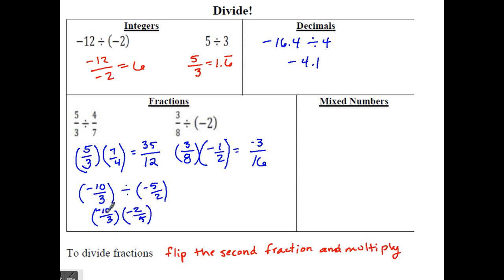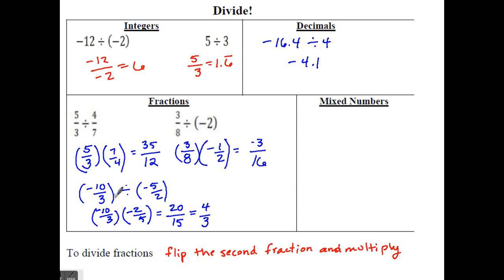Now we multiply across. 10 times 2 is a 20. 3 times 5 is going to be 15. Now we know that a negative times a negative is a positive, or if both of these fractions have the same sign, when you have the same sign, it's going to be a positive. Now we can reduce this. Both sides can be divided by 5. So if we divide 20 by 5, we get 4. And 15 by 5, we get 3.